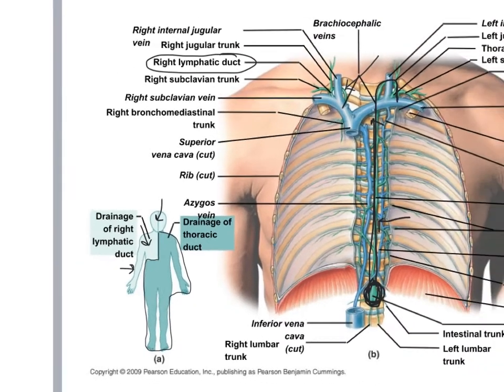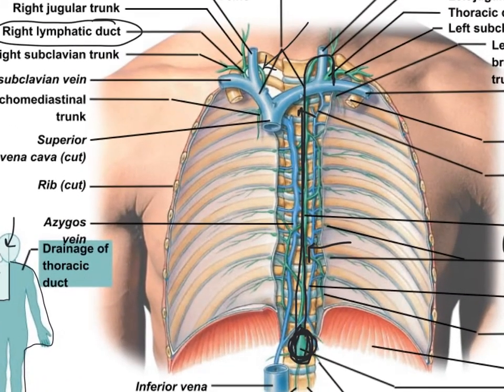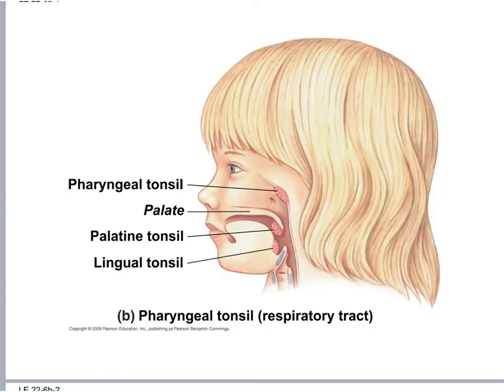So when you look at our lymphatic model that we have, you're going to see these structures. You have to be able to identify the cisterna chyli, the thoracic duct, and the right lymphatic duct. This is a diagram that's going to be on the lab exam.